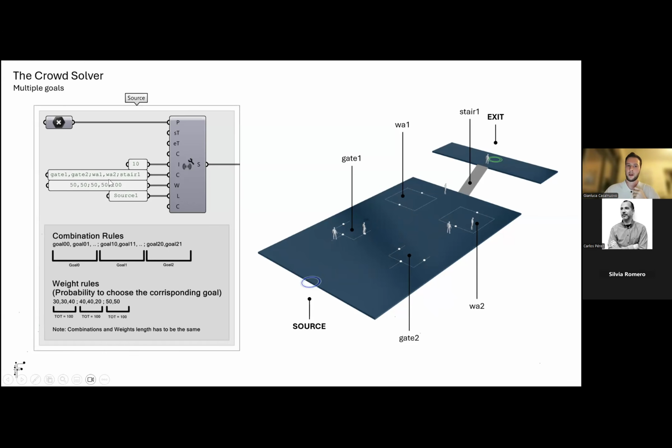Then we have waiting area one, waiting area two, so two combinations, two weights. And then we have only stair one, with 100% of weight. In this case, you see some commas and some semicolons. You use the comma when you want to separate combination goals in the same level, and you use the semicolon when you want to separate levels of combinations.